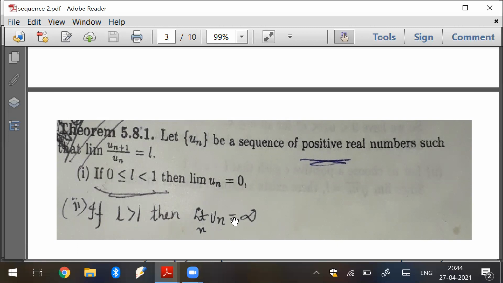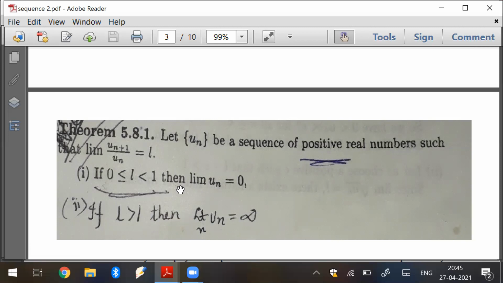Limit n tends to infinity un equals infinity. What is it? It is going on increasing and you cannot stop it. Going on increasing, why am I saying? Because it was given a positive sequence. So no question of becoming less than 0. It is going on increasing above 0. That means no upper bound on it can be provided by any positive number. That means it properly diverges to plus infinity. So this is the case here. When will it occur? It will occur if L is greater than 1.